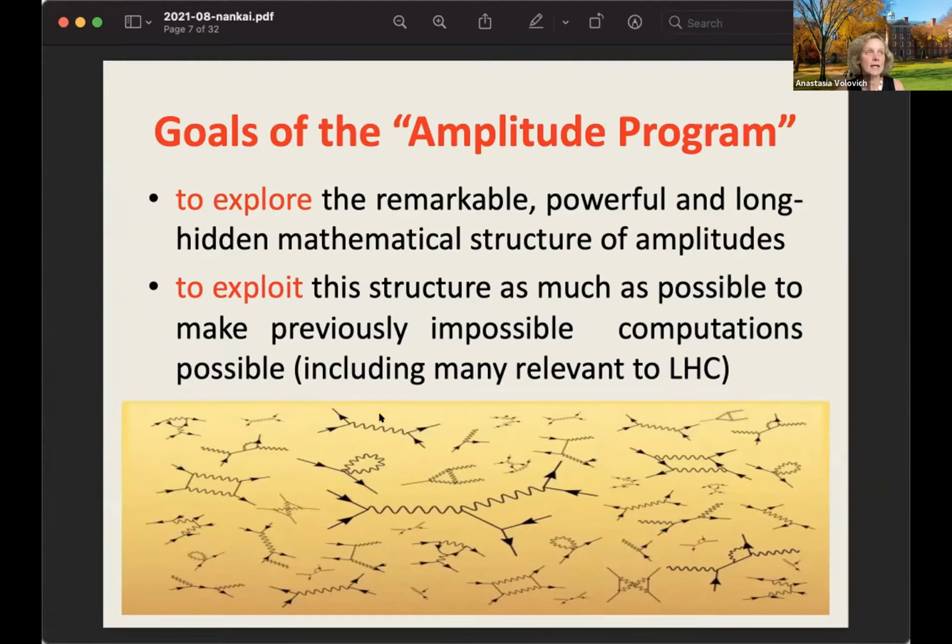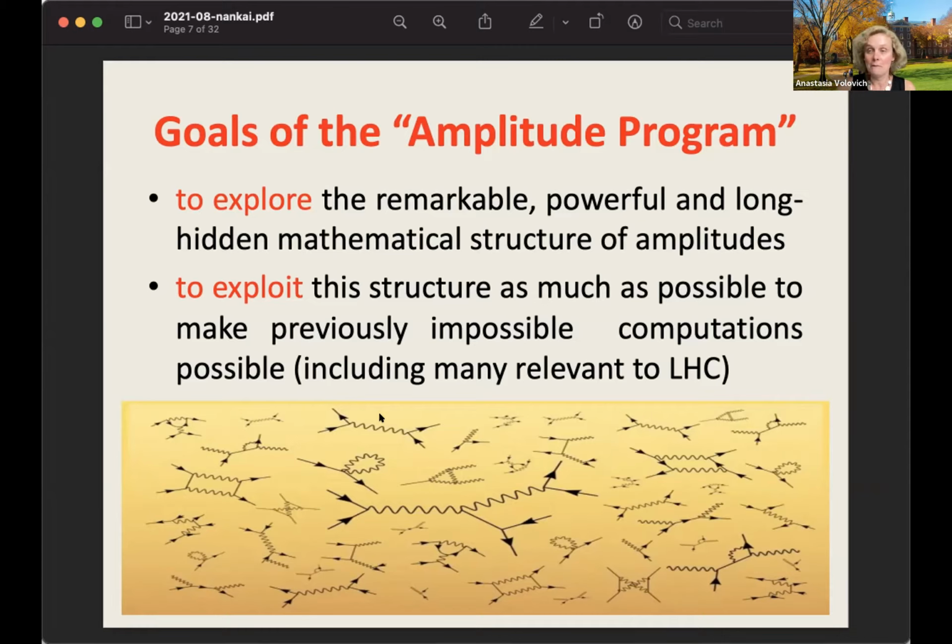So on one hand, we'd like to explore the mathematical structures of amplitudes. And a lot of that is done by, okay, let me look at this amplitude and let me rewrite it in different variables or something. Okay, so then I can understand this better now. And of course, if you understand the mathematical structure of these amplitudes, you can make progress in computing these. And indeed, you'd like to exploit this structure as much as possible to make previously impossible computations possible. And that's the whole sort of philosophy of this.